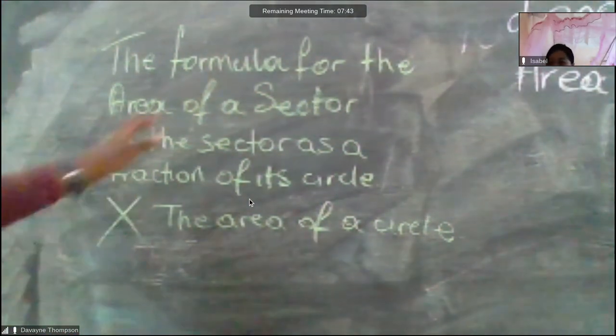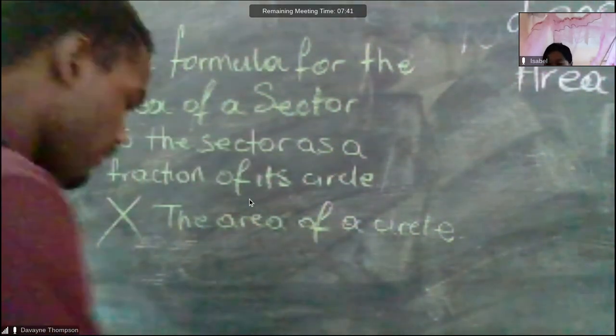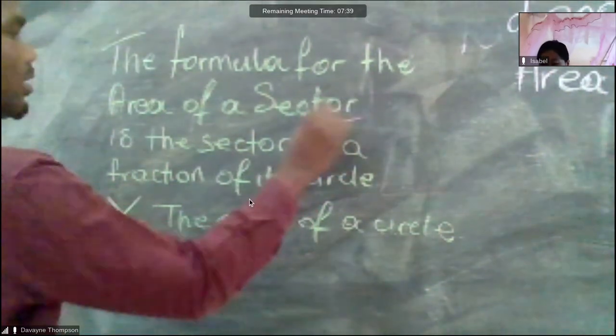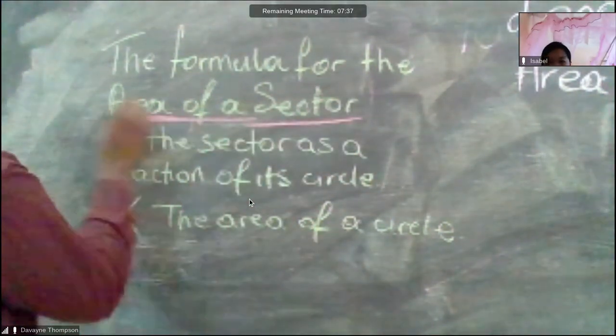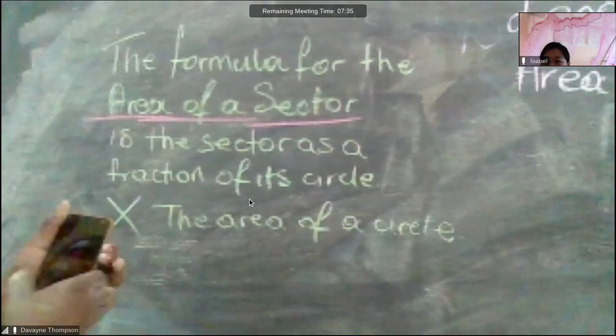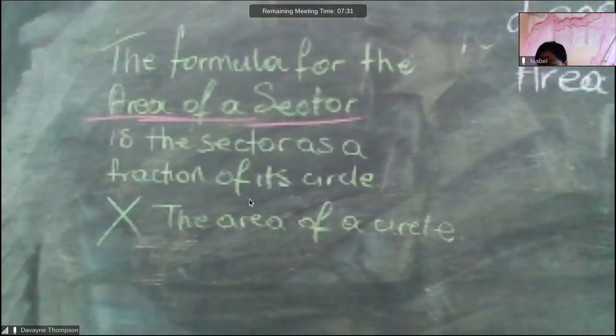So the formula for the area of a sector, highlight area of a sector for me, is the sector as a fraction of its circle times the area of a circle.